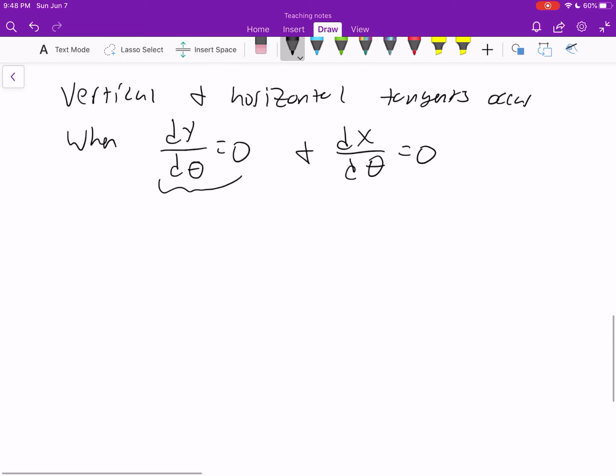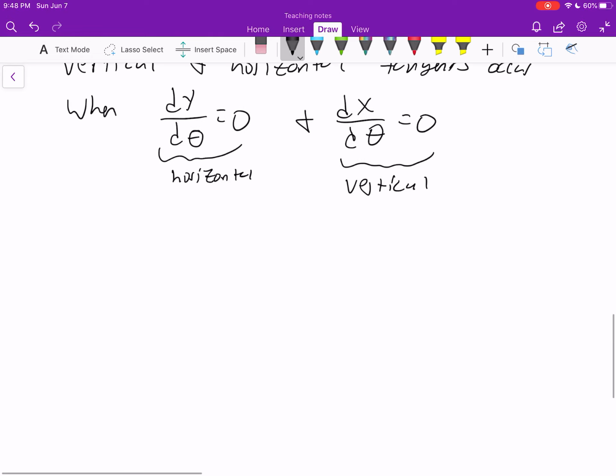So this one right here is going to tell me when a tangent line is horizontal. This one is going to tell me when it's vertical. And again, where they both happen, I have to treat it a little more specially. So let's figure out when dy/dθ is 0. Looking back at dy/dθ, it was r sine theta. You can look through the notes; I should have these posted by the time you are watching this.